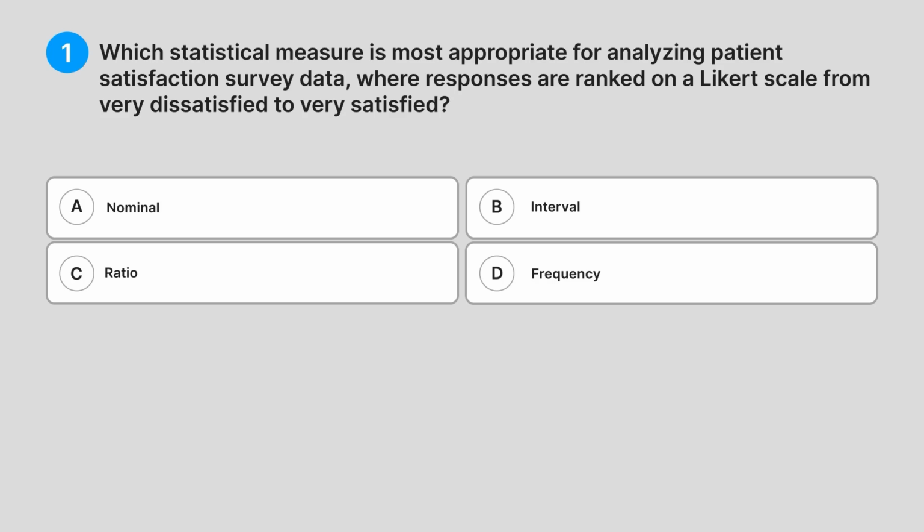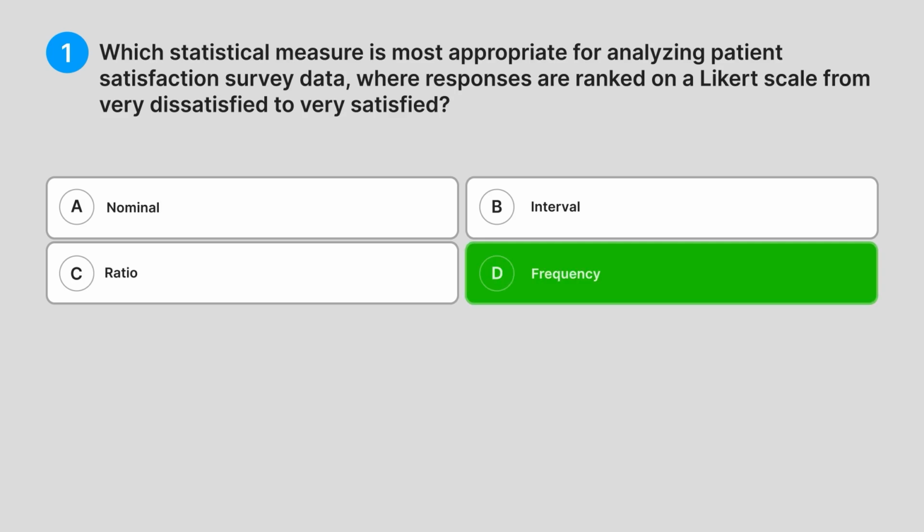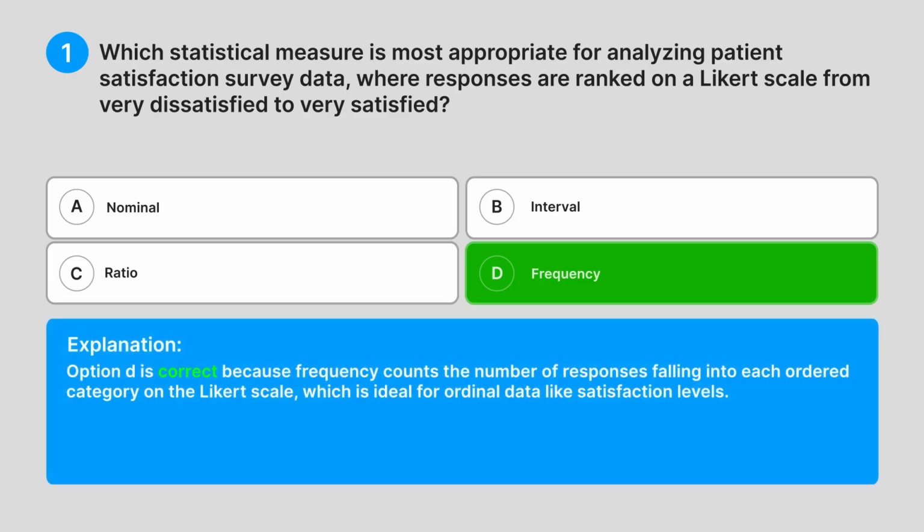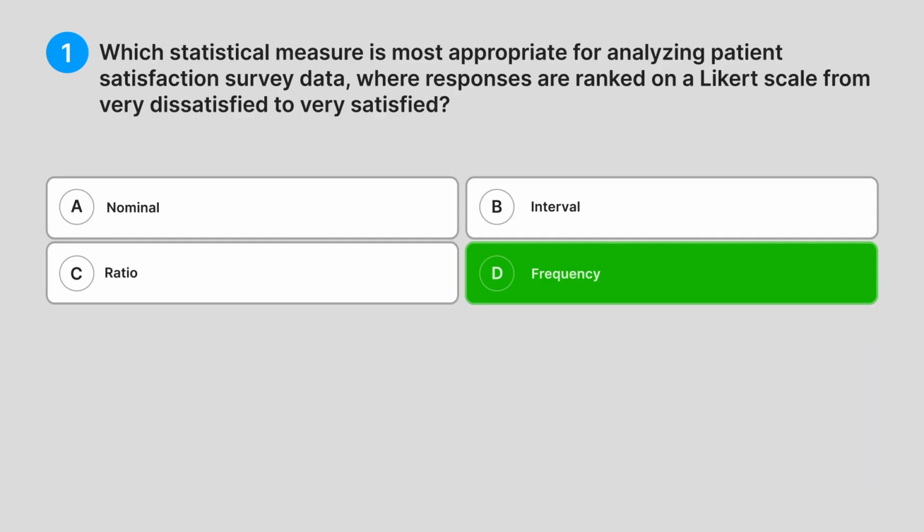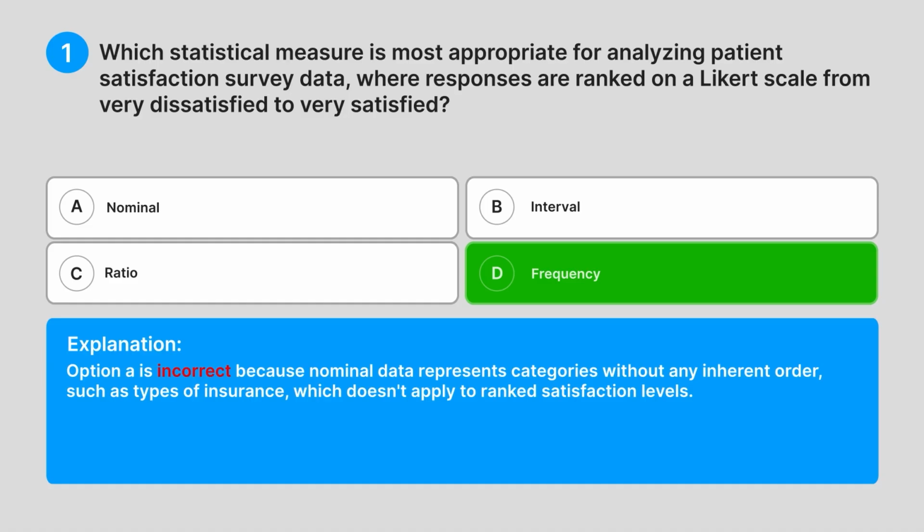Correct answer, D. Frequency. Explanation: option D is correct, because frequency counts the number of responses falling into each ordered category on the Likert scale, which is ideal for ordinal data like satisfaction levels. Option A is incorrect, because nominal data represents categories without any inherent order, such as types of insurance, which doesn't apply to ranked satisfaction levels.